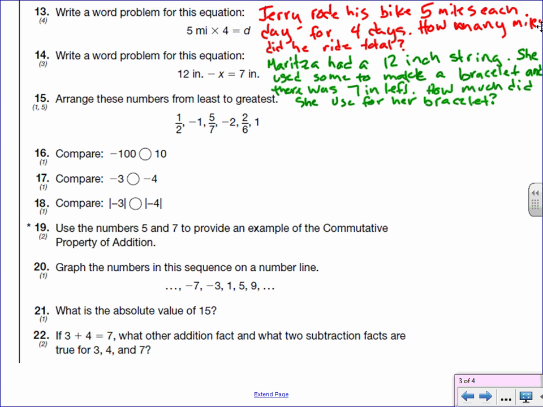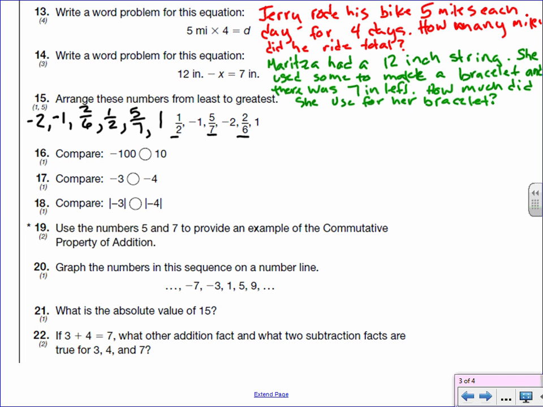Arrange these numbers from least to greatest. Well, I find the most negative, which is -2. Then the next most negative is -1. Then I have 3 different fractions. So if I look at those, 2/6 I know is less than a half because 3/6 would be a half. And I know that 5/7 is more than a half because 3 1/2 would be half of 7. So 2/6 would come first, and then 1/2, and then 5/7, which is more than a half, and then 1.